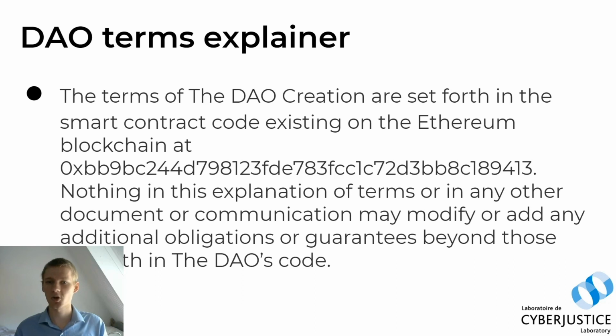He said that in the terms of the DAO, it says that the terms of the DAO are set forth in the smart contract code. Nothing in this explanation or terms or in any other document or communication may modify or add any additional obligations or guarantees beyond those set forth in the DAO's code. So he's said essentially, yes, there was a bug, but since the terms of the DAO are only the code, this wasn't really a bug. This was part of the initial contract. And he claimed that people who wanted to take back the money were actually stealing from him, since he had the right to this money under the code.